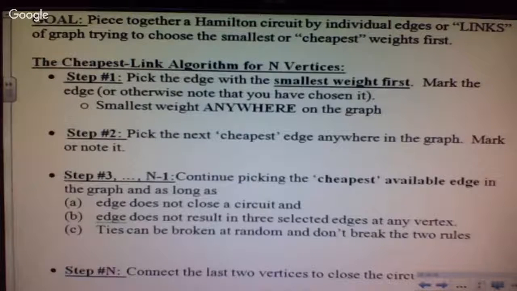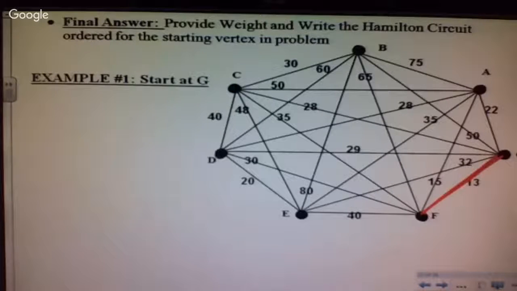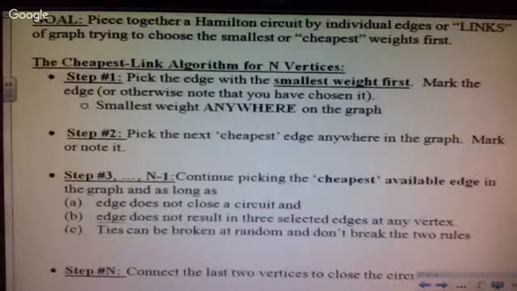Step number 2 says pick the next cheapest edge anywhere in the graph. Mark it or note it. So you said my next one is 15. So that's E to G. Hold up. So we're going to continue to do this. We've got some things that cannot happen though. Is 15 not F to A? Hold on.